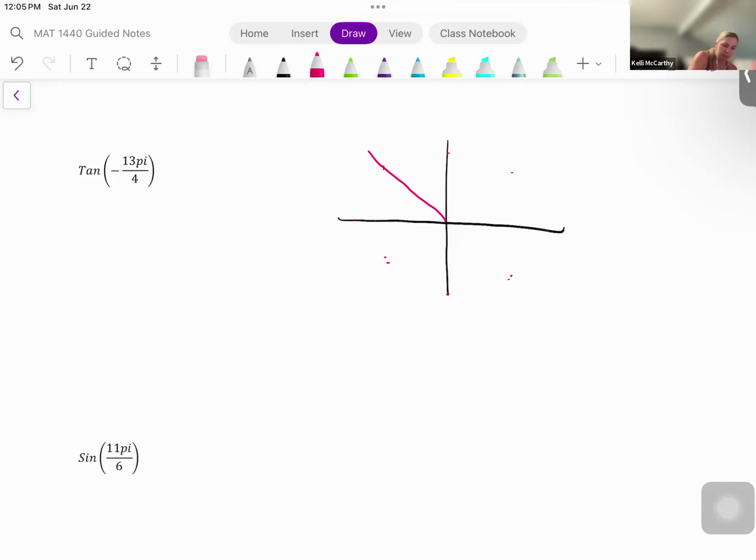In my second quadrant, any multiple of pi over 4 is going to have those values of square root of 2 over 2. The x is going to be negative, the y is going to be positive. Tangent is the ratio of sine over cosine. Since those values are the same, the signs are just different. This is going to be negative 1.